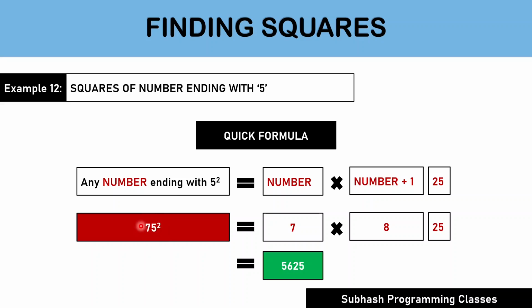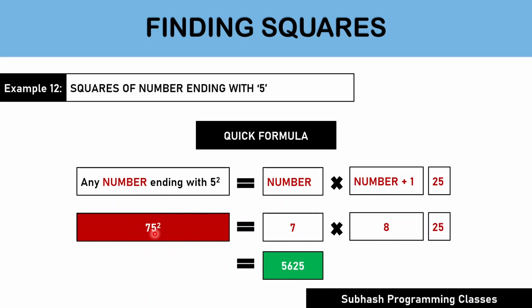Therefore, we can replace that number in the above formula, and 75 square is nothing but 7 multiplied by 7 plus 1, which is nothing but 8, which will result in 56, followed by 25, and this final result becomes 5625, which is the actual answer for 75 square.